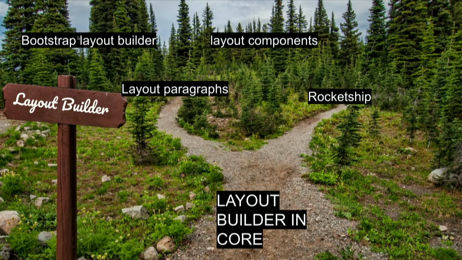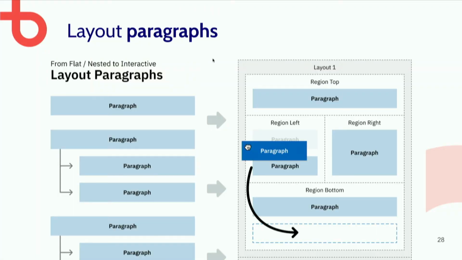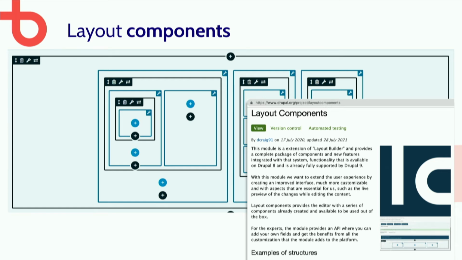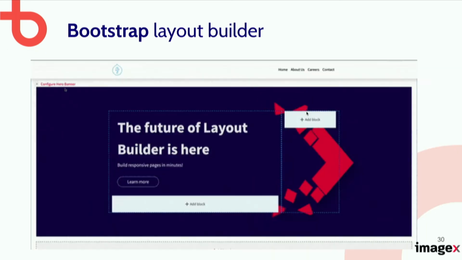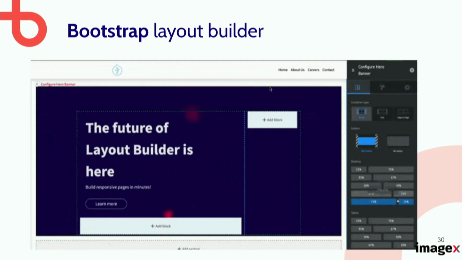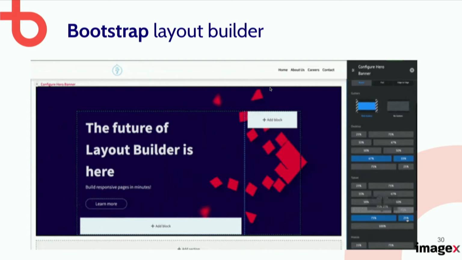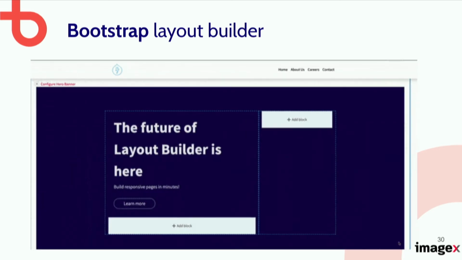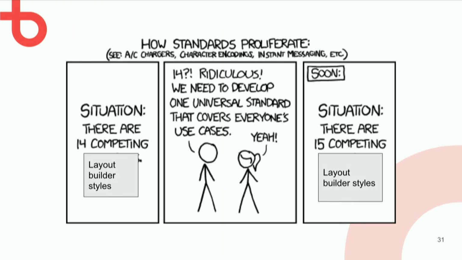And people started working on it as we did. So there's layout components, layout paragraphs, Bootstrap layout builder. You see here, this is a visualization of paragraphs used in layouts. So this is perfectly usable, and it's also in contrib, so not in core. You have layout components, also a module where you can use these things in layout builder. There's a Bootstrap layout builder by my friend from ImageX Media, which is an improved version with Bootstrap. And then, of course, as you do with standards, if there are 14 competing layout builder styles, then we need to create our own layout builder style. So now there are 15 layout builder styles.